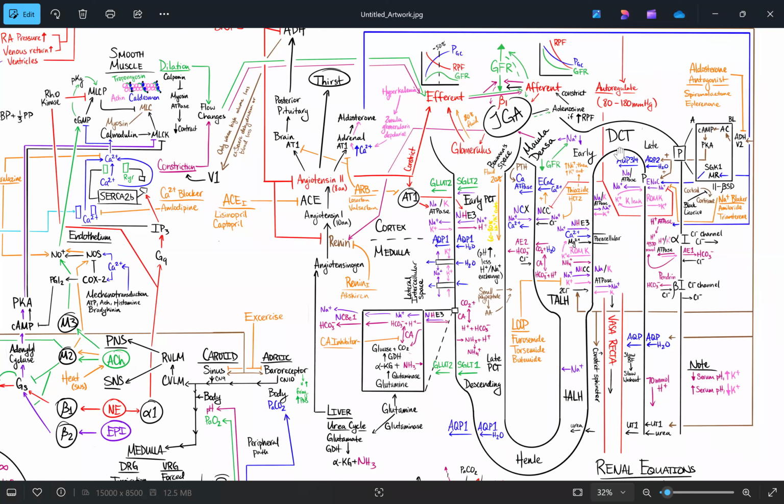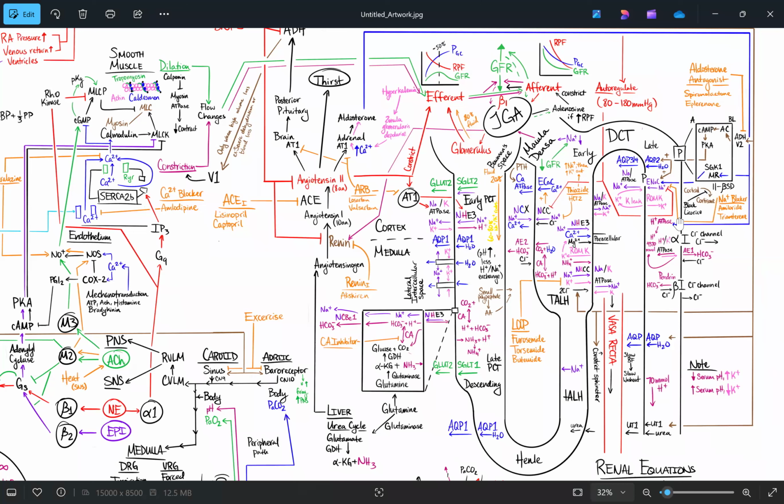Or let me think, what other regulation? If you also note that there's a beta 1 on the JGA, beta 1 stimulation will actually cause release of renin as well. And that will also affect your glomerular filtration rate.